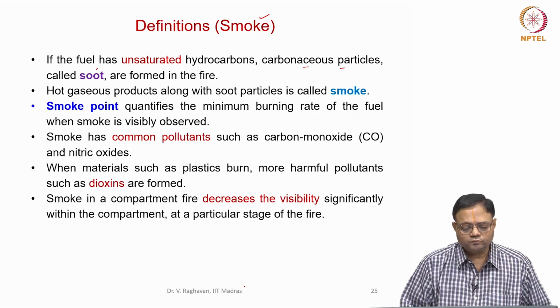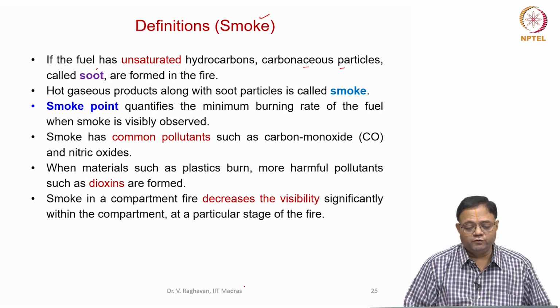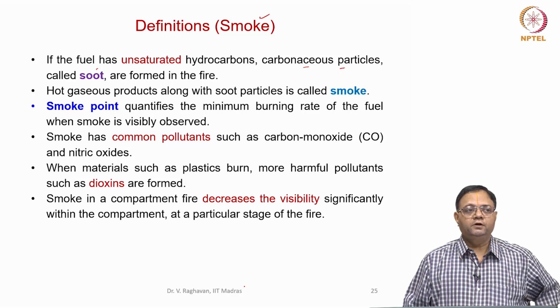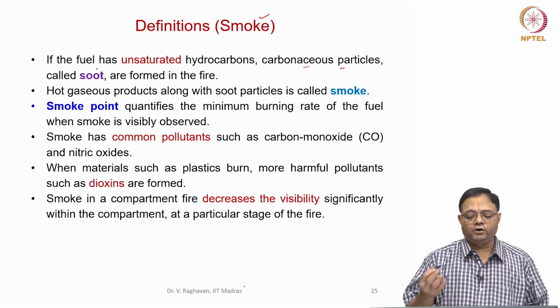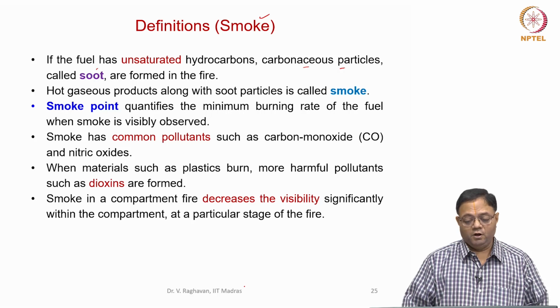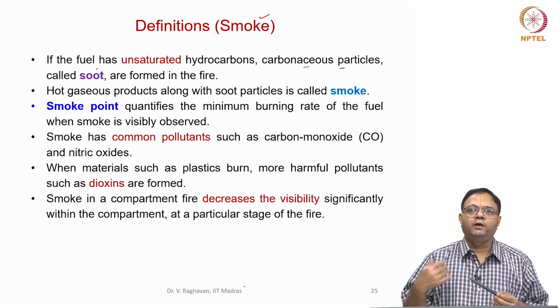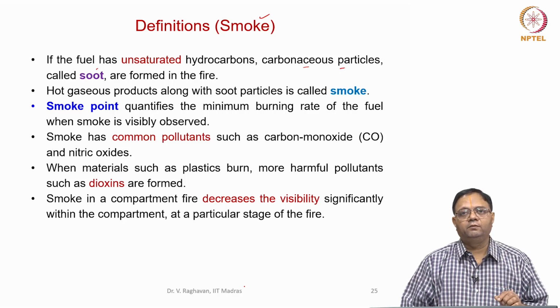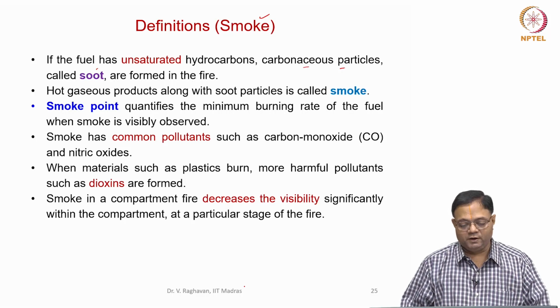That means there is a minimum burning rate of a fuel which will contribute to the formation of smoke. What happens is, the soot particles will be produced when unsaturated hydrocarbons are present in the fuel. Now, the soot particles which are formed will agglomerate, that is they will grow in size, and then they will also be oxidized within the flame. But this will happen only when the burning rate is small and enough oxygen is available from the ambient.